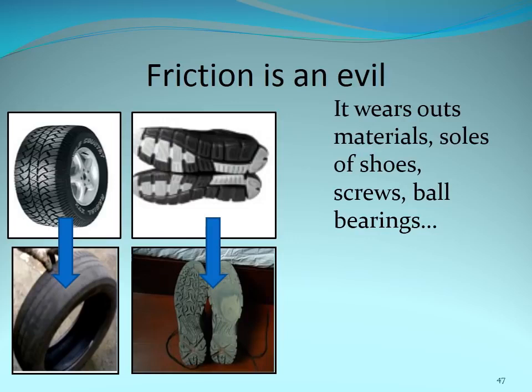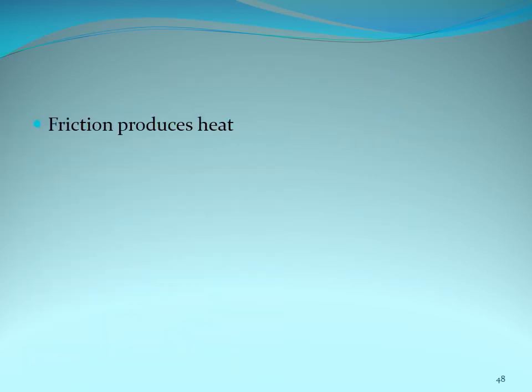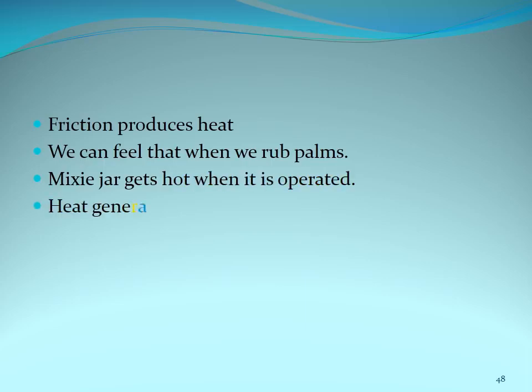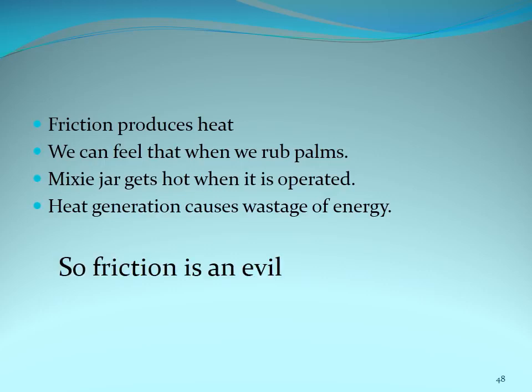Now let us look at how friction is disadvantageous or evil to us. It wears out materials like soles of shoes, screws, ball bearings, and many other things which are used in our daily life. Also, friction produces heat. We can feel that when we rub palms. A mixie jar gets hot when it is operated. So, heat generation causes waste of energy. So, friction is an evil.